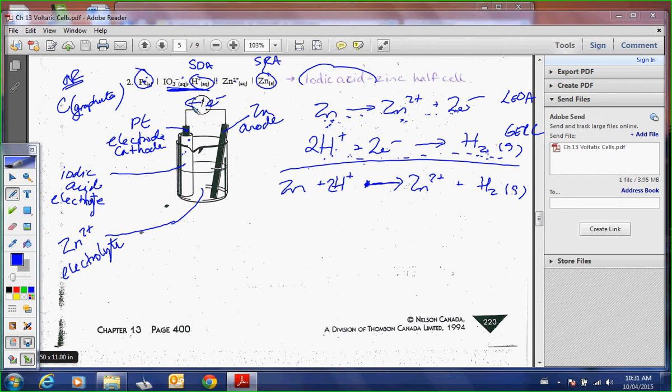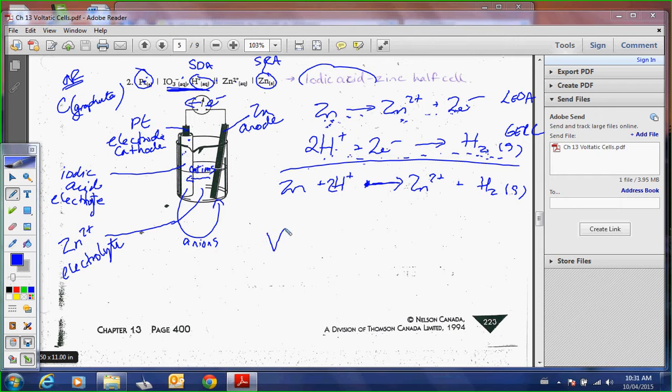The solutions, so the cations are going this way, cations into the porous cup, and the anions are going this way, out of the porous cup, into the beaker. Does it ask for anything else? Oh, the voltage. Cathode minus anode.